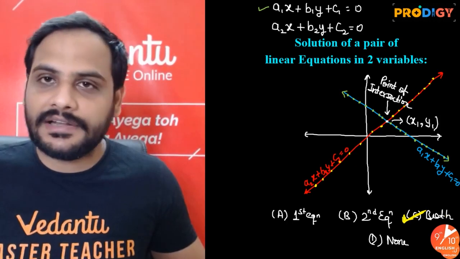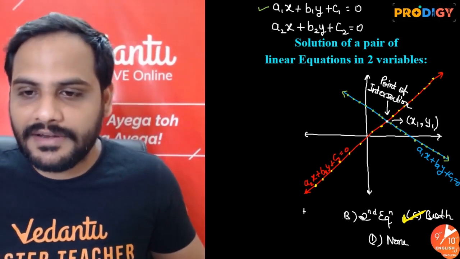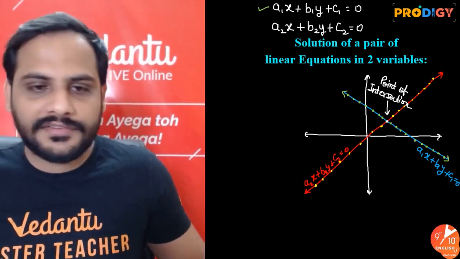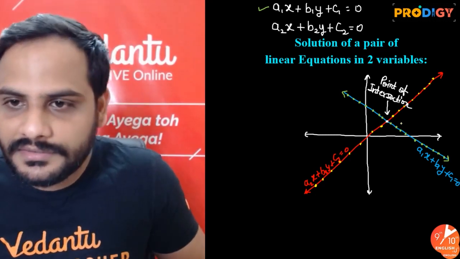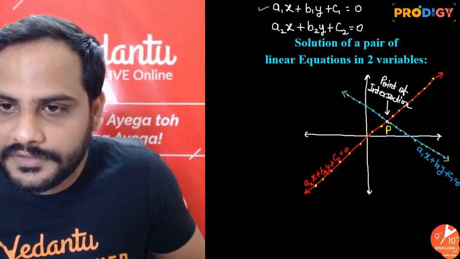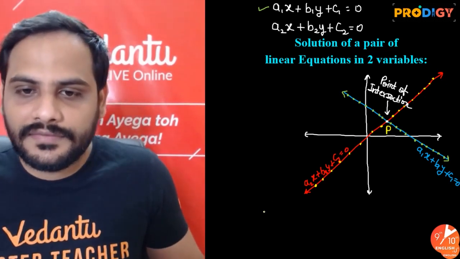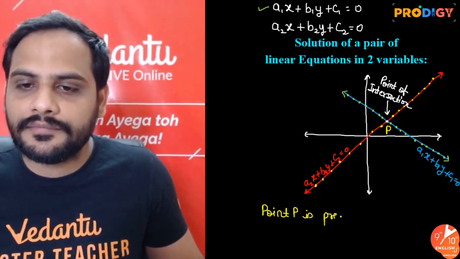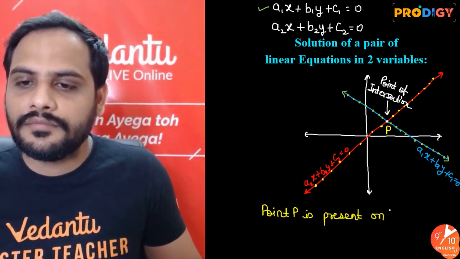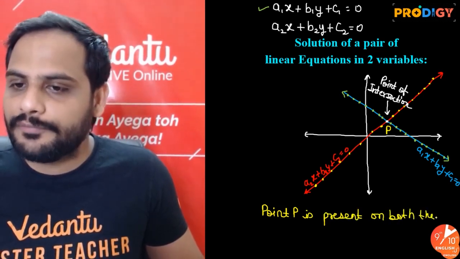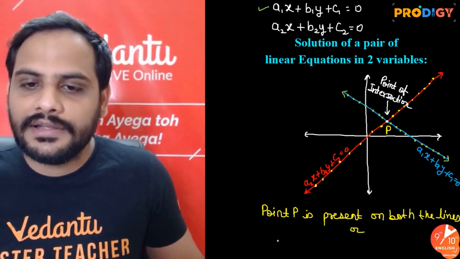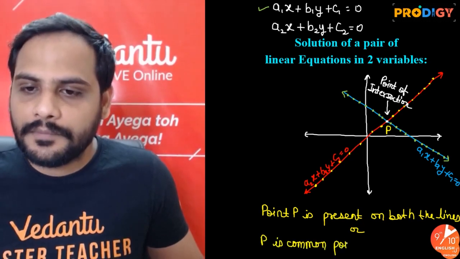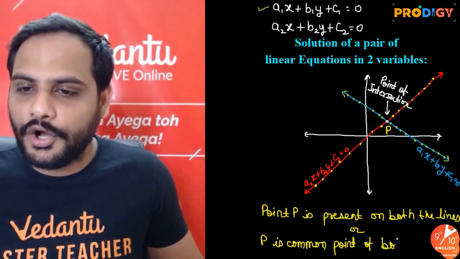Why will it represent the solution of both, beta? Because remember, whenever I have lines intersecting, let's say this is a point P, the point of intersection. I can say that point P is present on both the lines, or we can say P is a common point of both the lines.